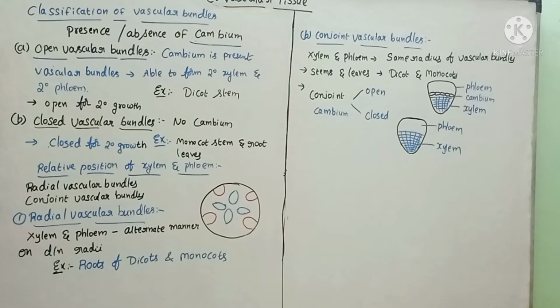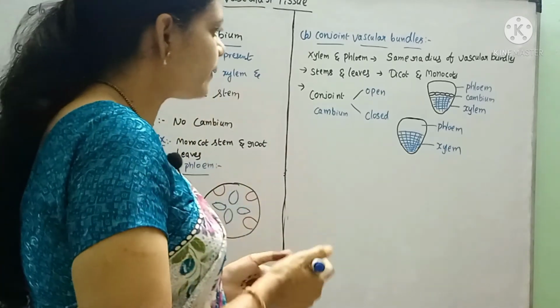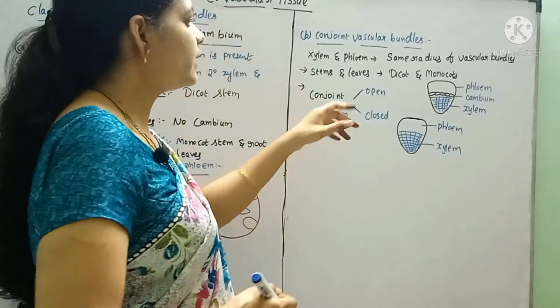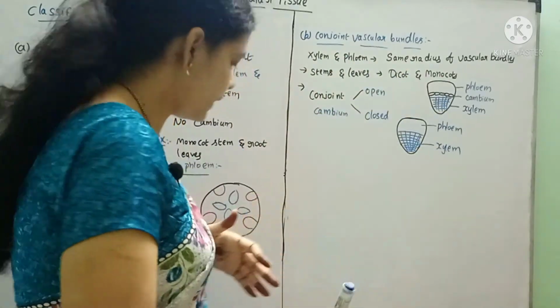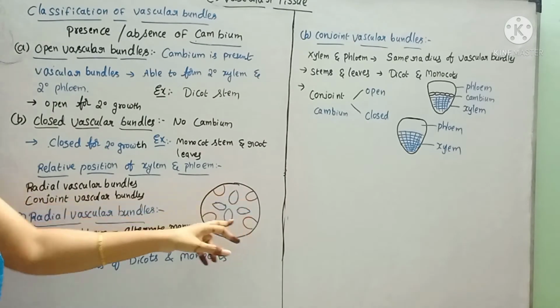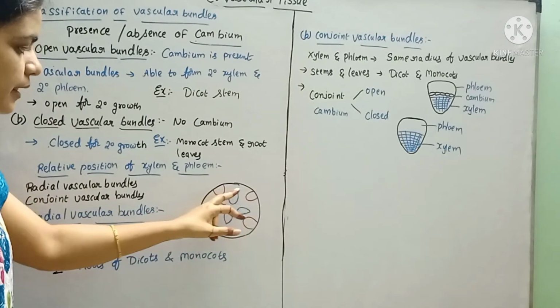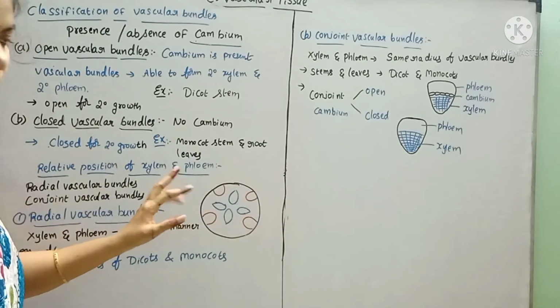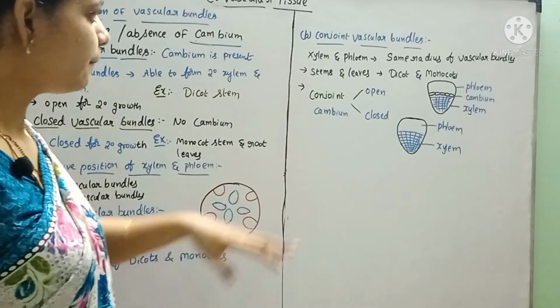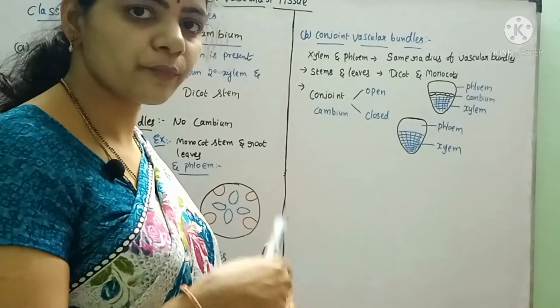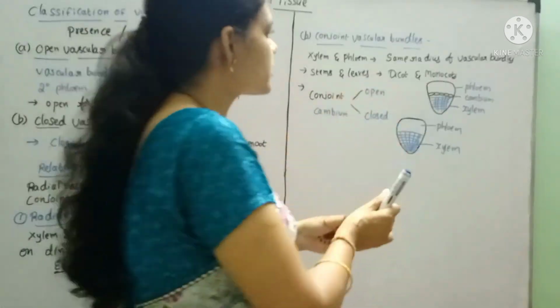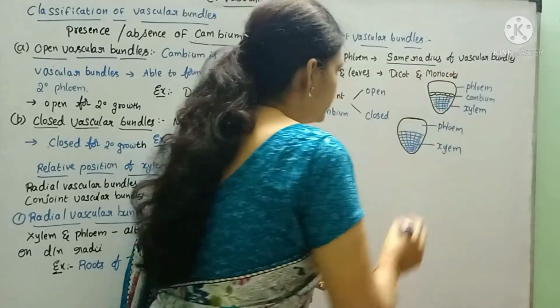And another one is the conjoint vascular bundle. Conjoint vascular bundle means what? Here the xylem and phloem are arranged on the same radius. In the radial type, they are arranged on different radii. This is in one radius and this is in another radius, alternately arranged. But in conjoint, they have the same radius. Both xylem and phloem are arranged on the same radius of the vascular bundle.